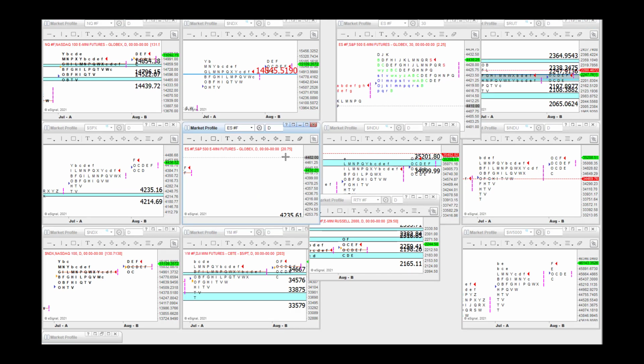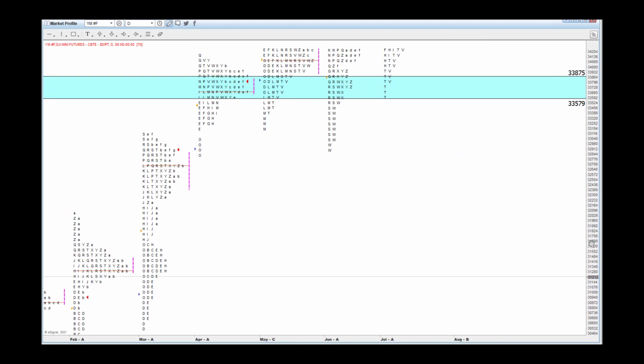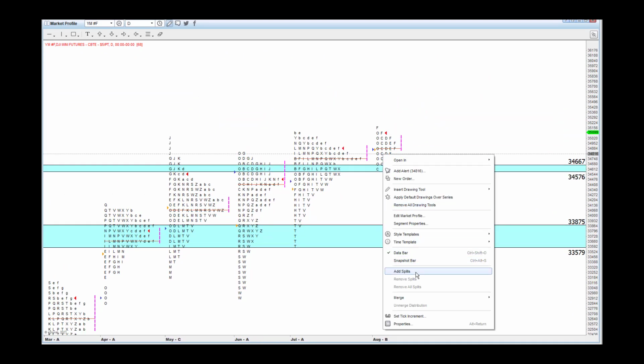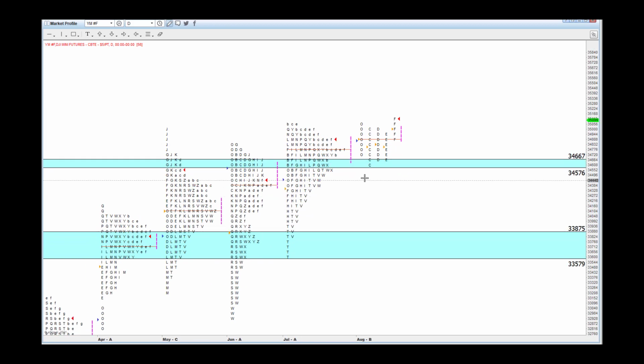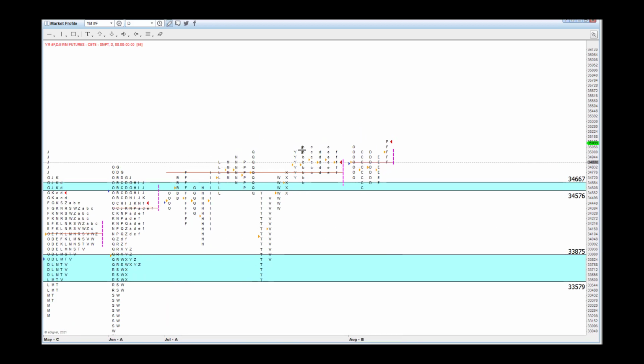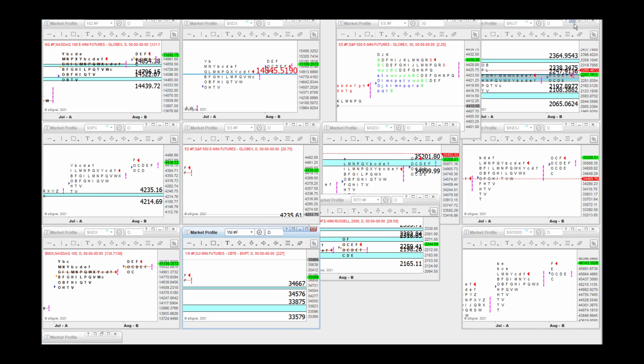Now the YM is in the same relative position as the ES. Let's take a look at the YM. And we'll split it out. And you will be able to see, here's the balance area right in here. Same situation. The ES and YM are in lockstep at the moment.